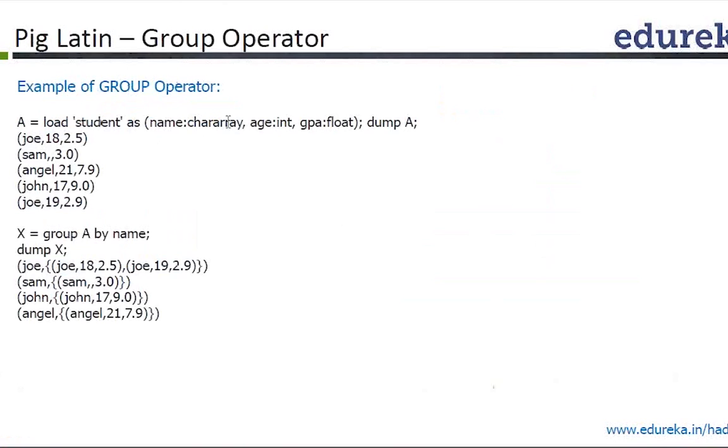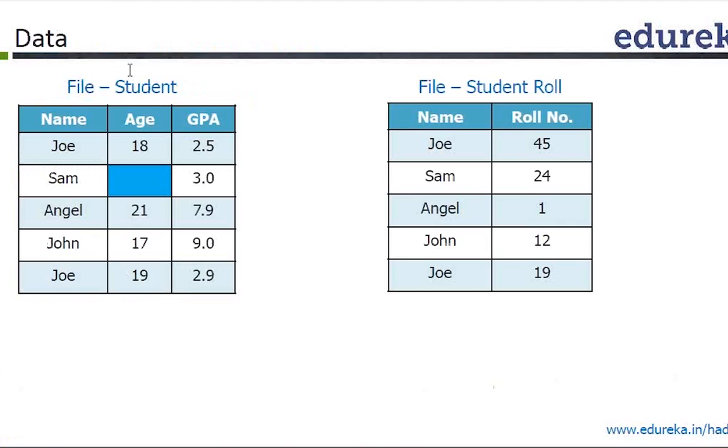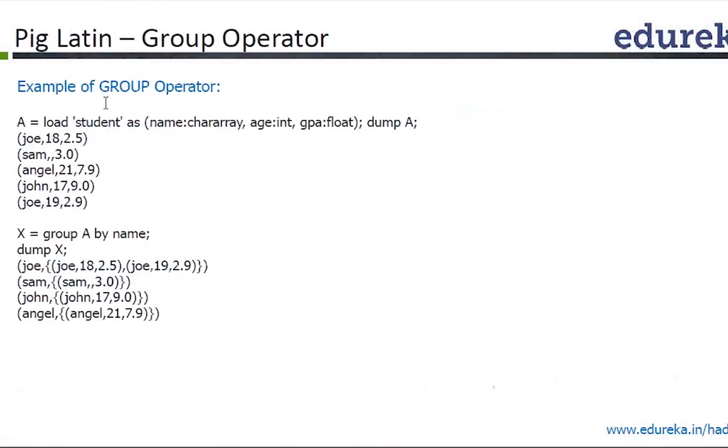So if you do a simple load of this data set and then do a dump of the data, you can see that Sam doesn't have data for one of the columns, which is the age column. But Pig is not going to fail because of that. It processes the data set very gracefully, knows what kind of data can come, marks that as unknown, and processes the rest of the data.